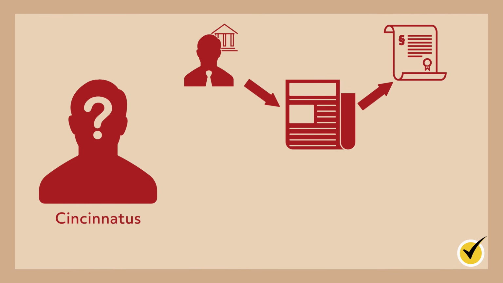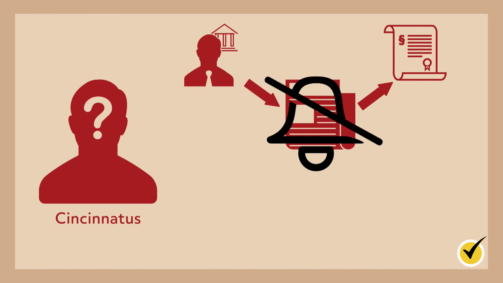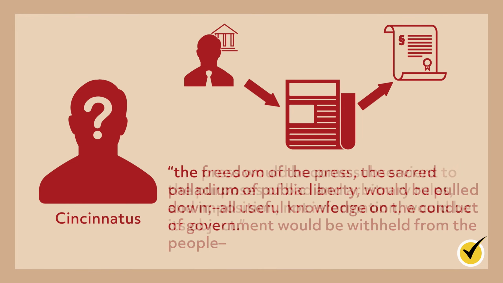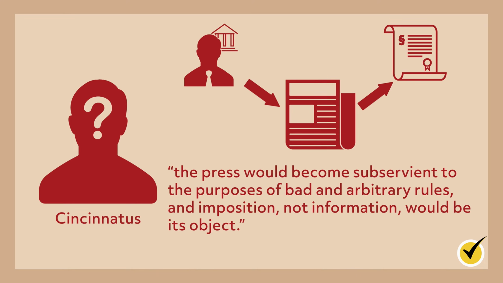Cincinnatus hypothesized thus: suppose a certain printer earned the wrath of a government official for criticizing treaties or the like. Without a Bill of Rights, it would be easy for the government to silence this printer and, quote, "the freedom of the press, the sacred palladium of public liberty, would be pulled down. All useful knowledge on the conduct of government would be withheld from the people. The press would become subservient to the purposes of bad and arbitrary rules, and imposition, not information, would be its object." End quote.